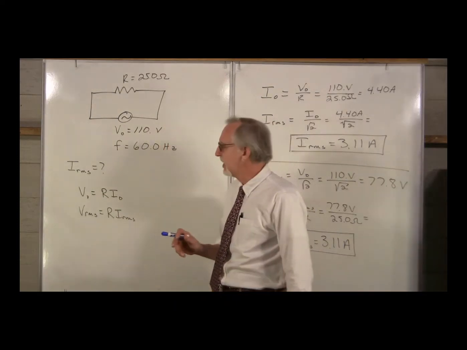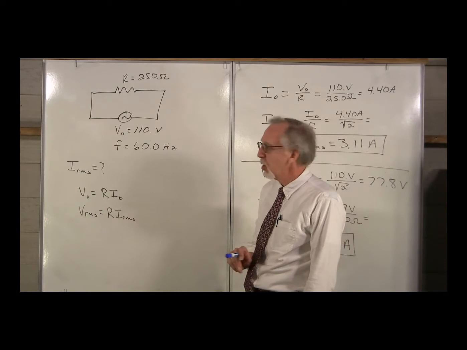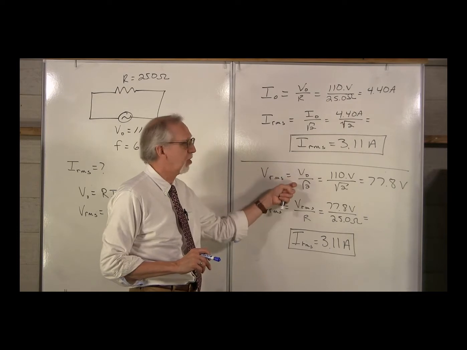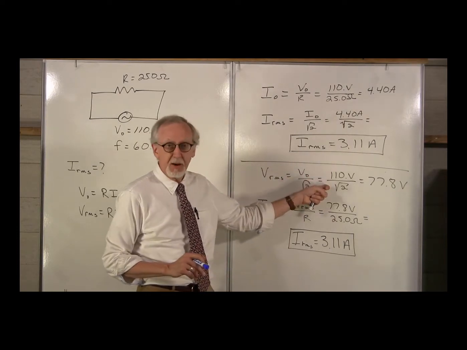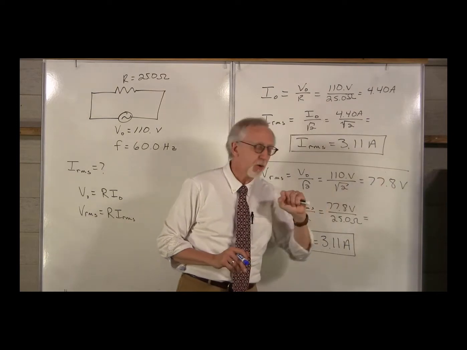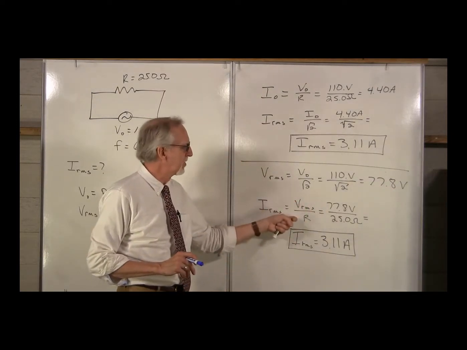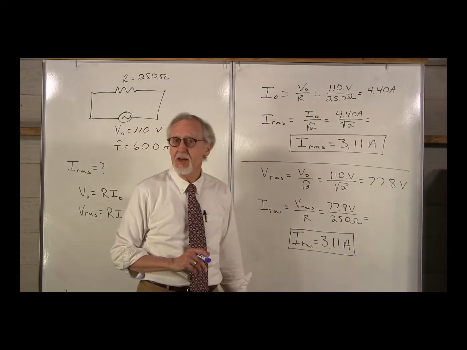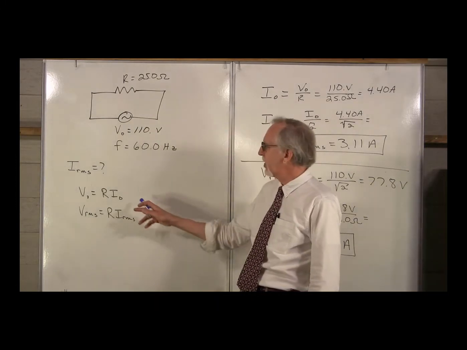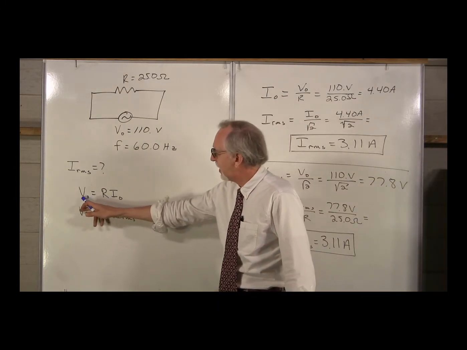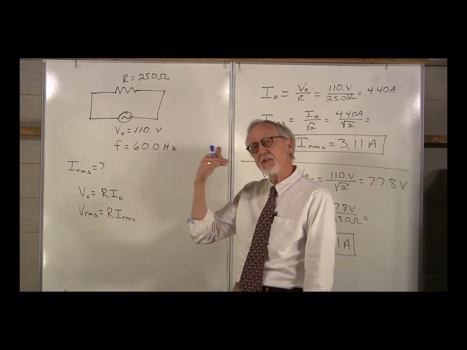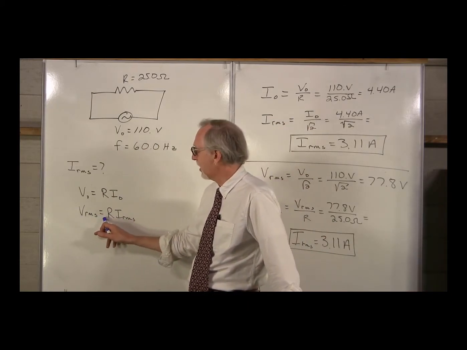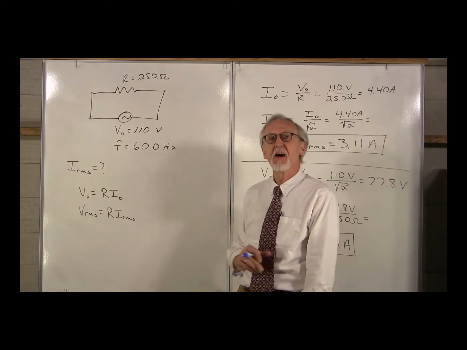We could do this a slightly different way and use the second equation. We know VRMS is R times IRMS, where VRMS is V0 over root 2, which would be 110 volts divided by root 2, which is 77.8 volts. And then IRMS is VRMS over R, or 77.8 volts over 25 ohms, which again gives us 3.11 amps. So there are a couple of different ways to do it. We could either use V0 and R to find I0, and then I0 to find IRMS, or we could use V0 to find VRMS, and then VRMS equals R IRMS to find IRMS.